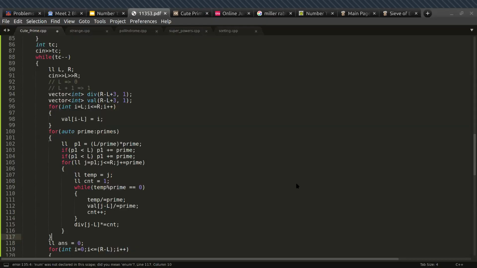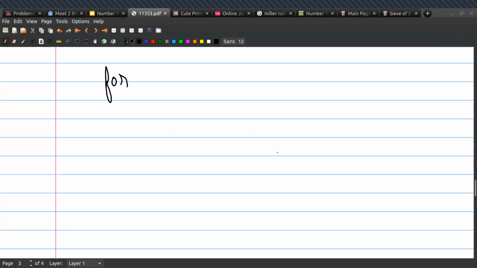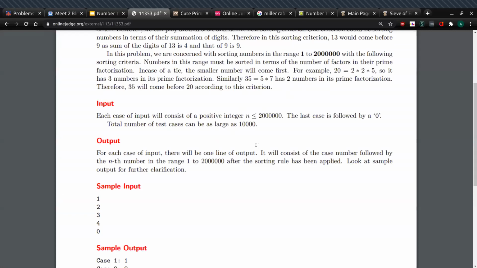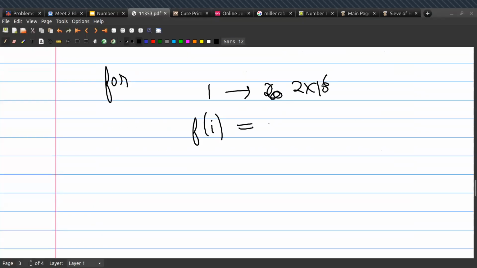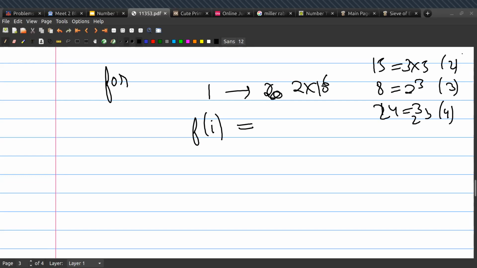So I will just explain this problem. This is a very simple problem. So basically, you have numbers from 1 till 20 million. I think 20 million, right? Yeah, 20 million. So 2 into 10 to the power 6. f of i is equal to the number of prime factors. So if I have 15, it is 3 into 5, that is 2. Now if I have 8, it is 2 cubed, so I will just take it as 3. And 24 is 2 cubed into 3, so this has 4. So f of i is the number of prime factors.